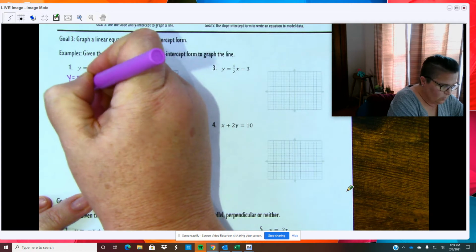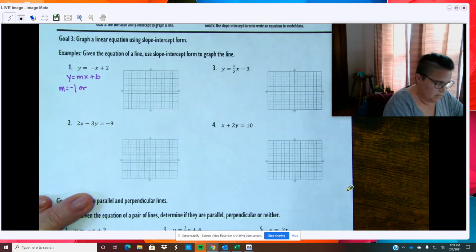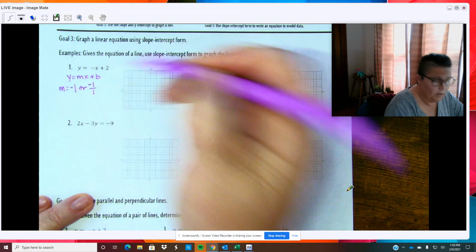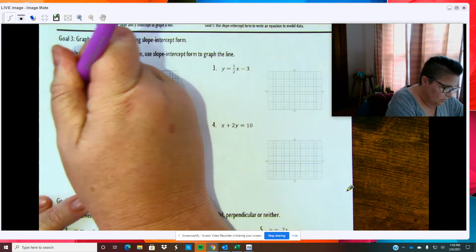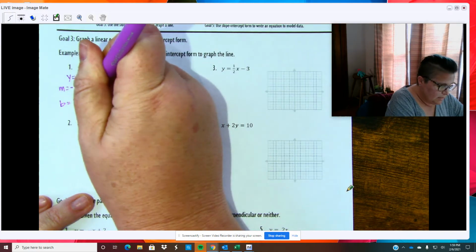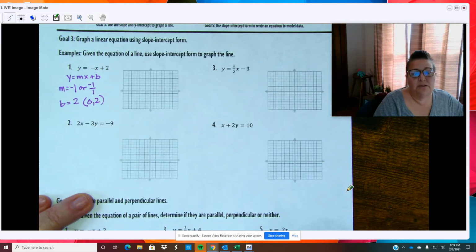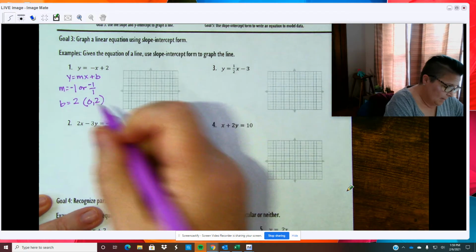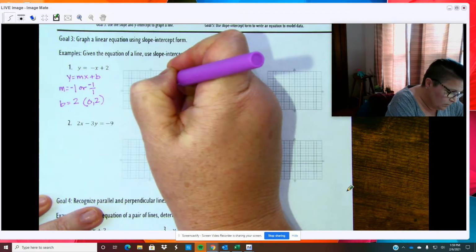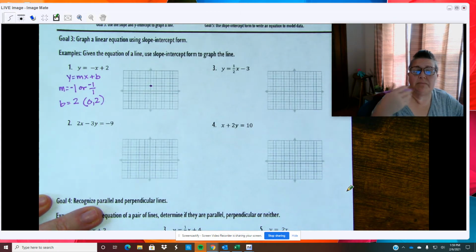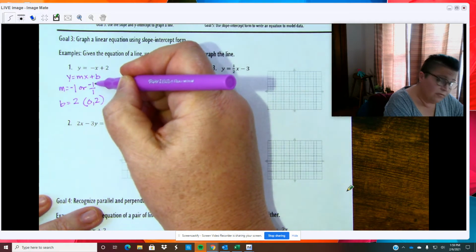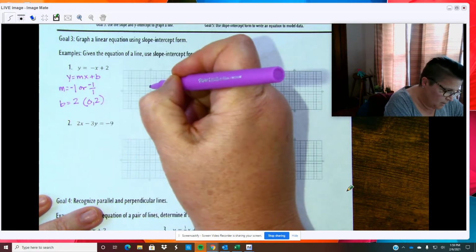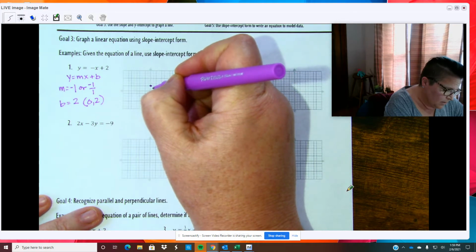is going to be a negative 1, or, so that you can see all the parts, a negative 1 over 1. Right? That's the same as negative 1. The b value is 2, which means we need the point (0, 2). So here's how we graph the line. Beginning at (0, 2), I'm going to plot a point. That's my beginning point. I'm going to use the slope to move to the next point, which in this case would be a fall of 1 and 1 to the right. So I'm going to fall 1 and move 1 to the right.